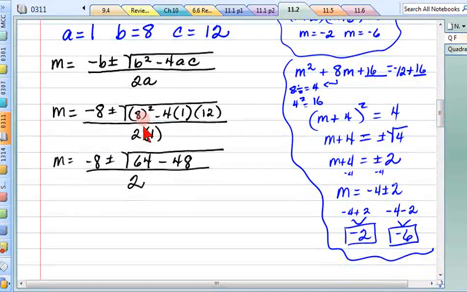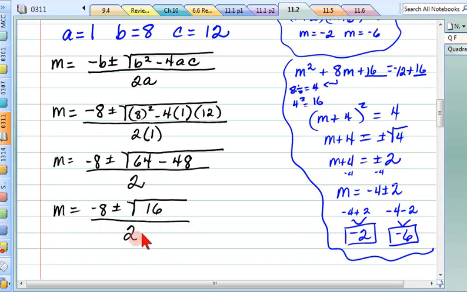Now the b squared part will always be positive. The second term, you have to be careful about the sign because it will be the product of these three numbers. And in this case, only one of them was negative, so it was a negative product. So I have m is equal to negative 8 plus or minus the square root of, what do I get right here? 16, and it's over 2.